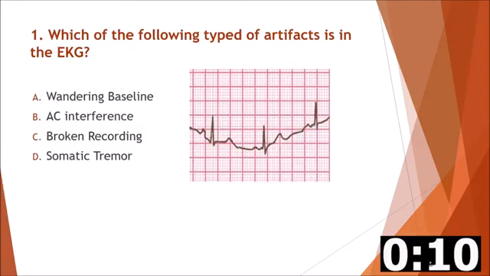All right, so here's the first question. Which of the following types of artifacts is an EKG? A, wandering baseline. B, AC interference. C, broken recording. D, somatic tremor. You're going to have 10 seconds.